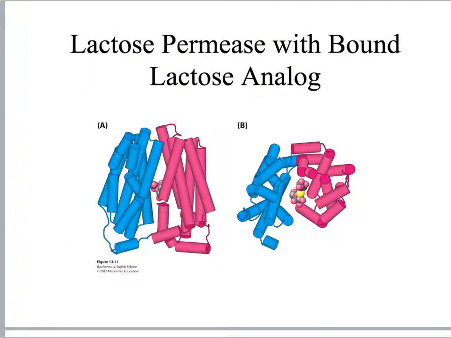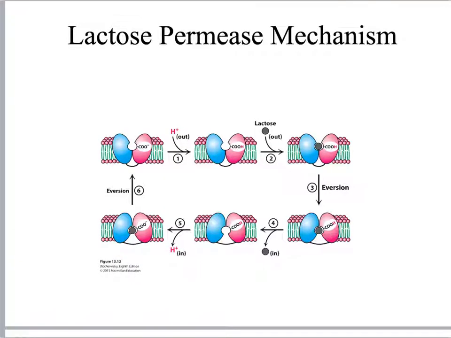So here we're just looking at the structure of that lactose permease, the general structure. And we have that binding site in the middle there. And here we see that overall mechanism. We're starting with step 1 here in that mechanism. So the lactose binding pocket is going to face this, the outside of the cell, and this would be inside. So the binding pocket is facing the outside of the cell.